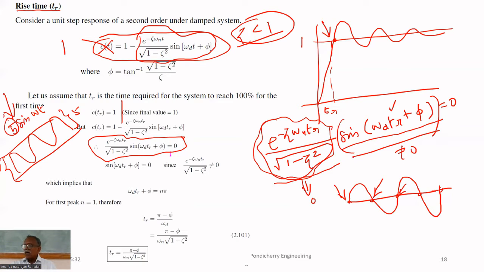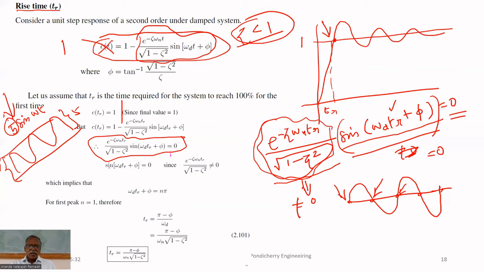Am I correct or not? At this instant, the magnitude is not equal to 0. Therefore, this is not equal to 0 and this is equal to 0. Why? Because periodically it becomes 0. At this point, this becomes 0. That's why the right hand side becomes 0.